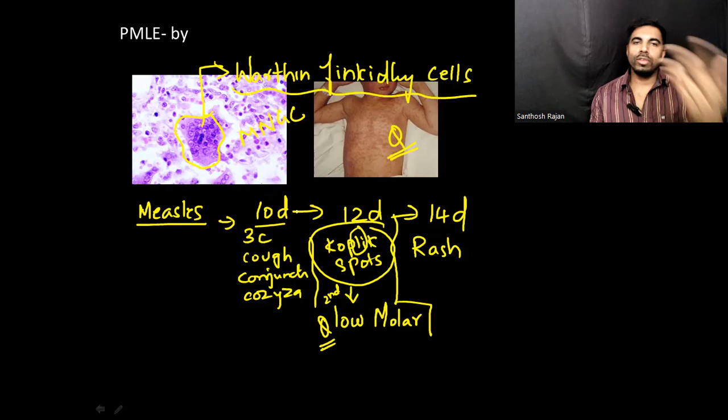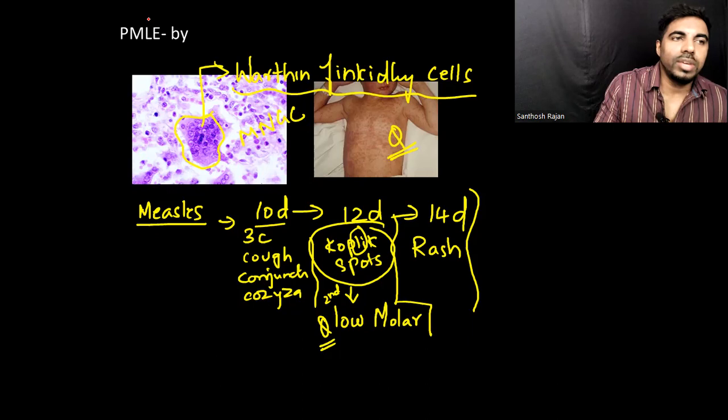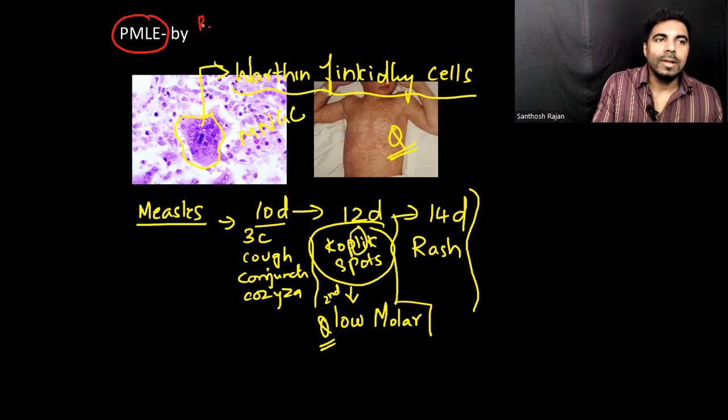Like SSPE, there is something called PML. Where did PML come from? Last time it was SSPE, so there is a chance that they can ask PML. PML is nothing but progressive multifocal leukoencephalopathy. Progressive multifocal leukoencephalopathy. Caused by what?